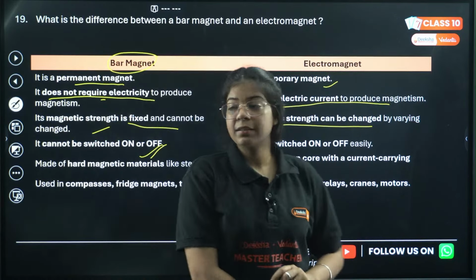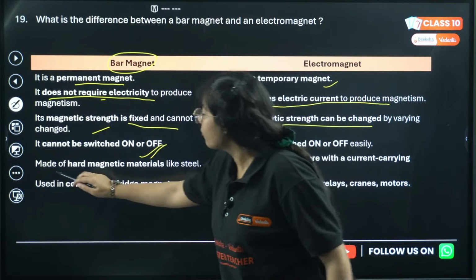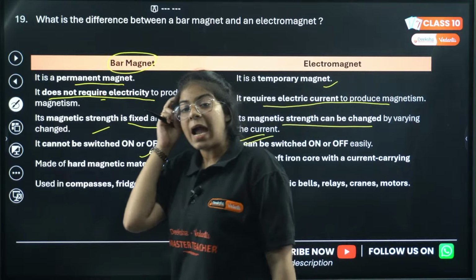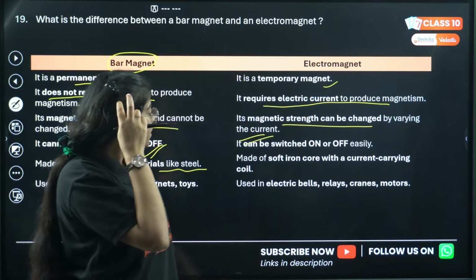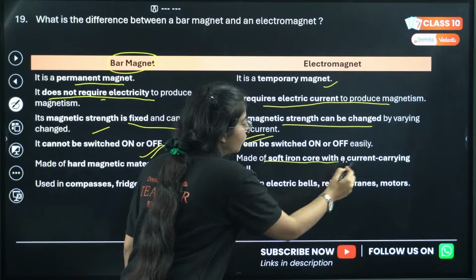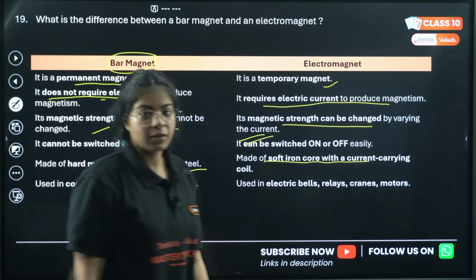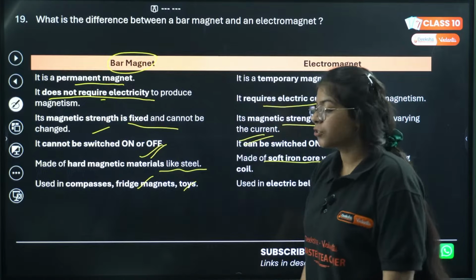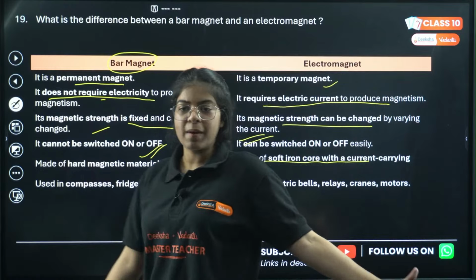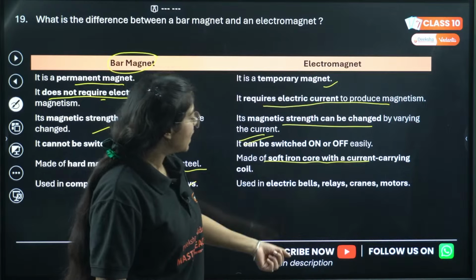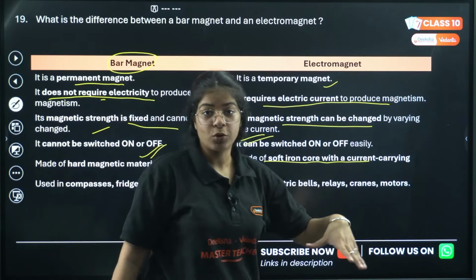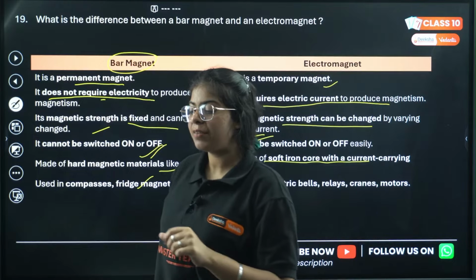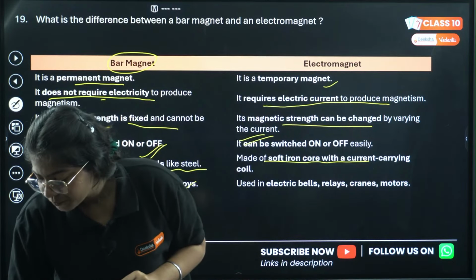The other point is that bar magnets are made of hard magnetic materials like steel, and electromagnets are mostly made of a soft iron core with a current carrying coil. Bar magnets are used in compasses, fridge magnets or toys. Electromagnets can be used in bells, relays, cranes or motors. We had an electric motor before in 10th where we even applied this.